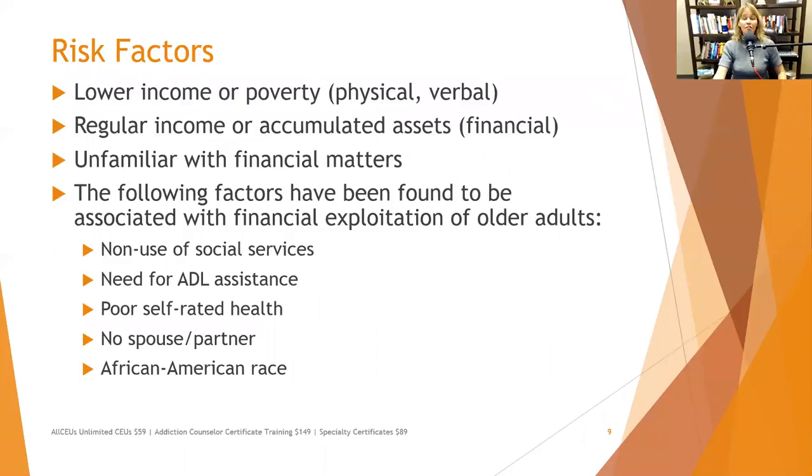Lower income or poverty can contribute to increased physical or verbal abuse. Regular income or accumulated assets can increase verbal and or financial abuse. So if somebody has money, we want to make sure that that person's money is protected. And I hate to keep talking about money, but it happens. And then you end up with elders who worked to their bone their entire lives, and they're barely getting by in their later years because they've been exploited.